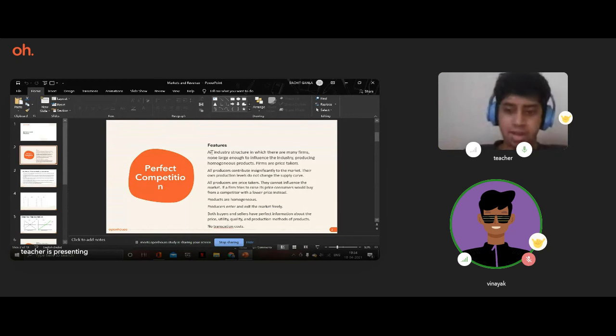Both buyers and sellers have perfect information. They know how much the entire production process costs, how much the profit margins are, and how much each consumer should pay for the product. So that 200 rupees that we are discussing itself has the profit margin of the producer as well as the profit margin of the seller in the shop. All of that is calculated within that 200, such that everyone is sort of happy, even the consumer. So there are no transaction costs.